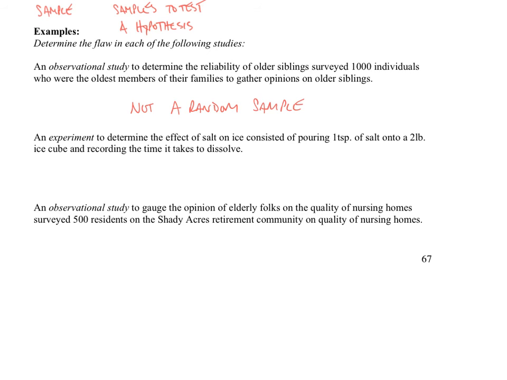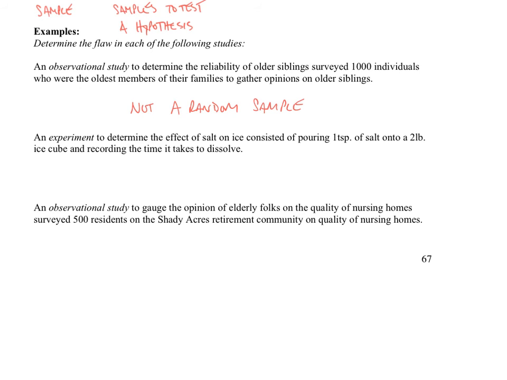So the second study is an experiment to determine the effect of salt on ice. It consisted of pouring 1 teaspoon of salt onto a 2-pound ice cube and recording the time it takes to dissolve. So we're running the experiment. We're pouring salt onto ice, and we're going to clock how long it takes for that ice cube to go away. The thing we're missing here is a control group.